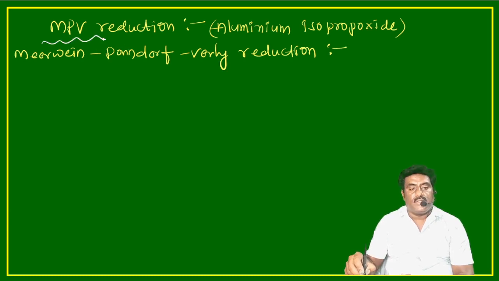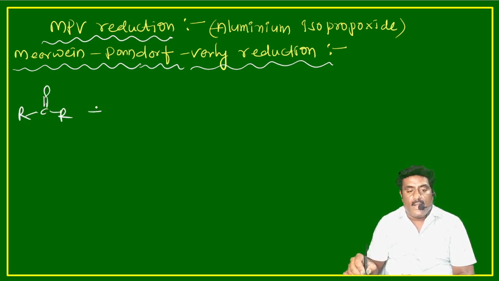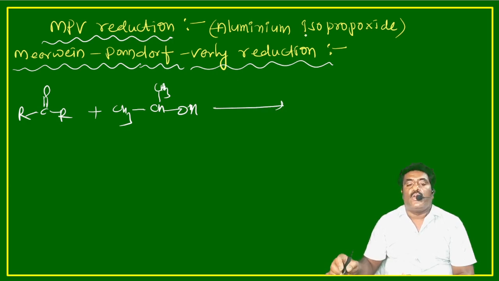Next, MPV reduction. What is MPV reduction? Meerwein-Ponndorf-Verley reduction. The reagent is aluminum isopropoxide. What happens in this reduction? A ketone in presence of an alcohol, with aluminum isopropoxide as the reagent, gives this product.